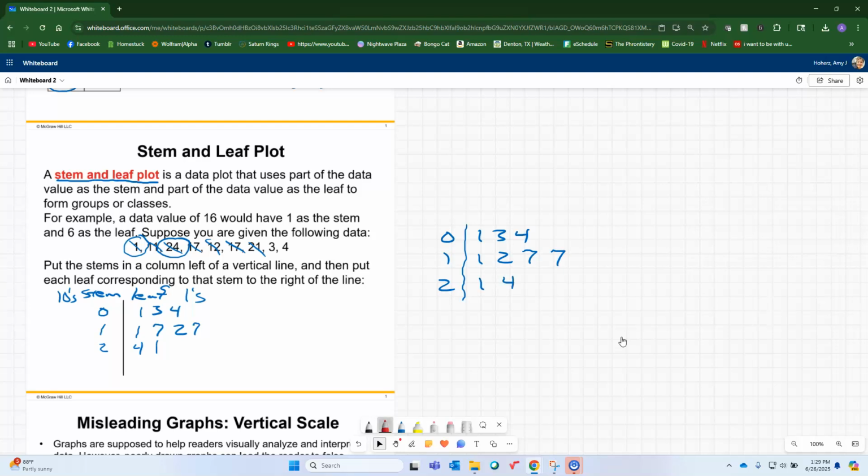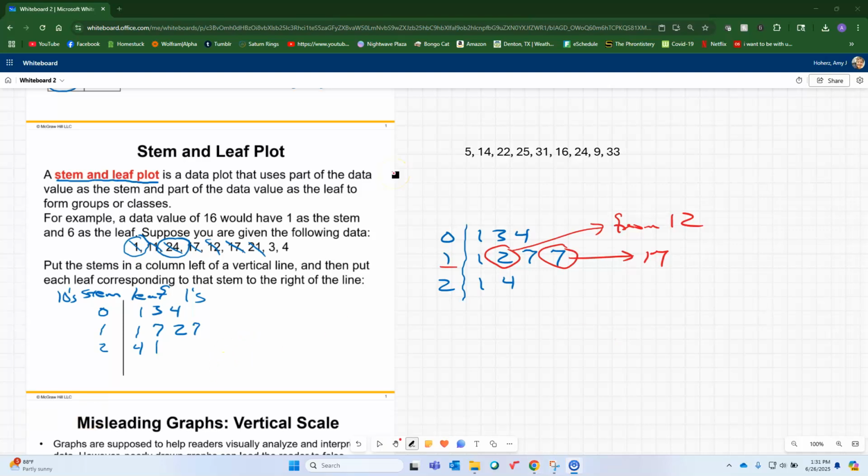So now, what do each of these mean? If you look back at these, each piece in the leaf is a single data value. So if I said, what does this 2 right here mean? Well, that 2 was from the 12 because we've got 1, 2. If I looked at this 7, that is 17, 1, 7. And so on.